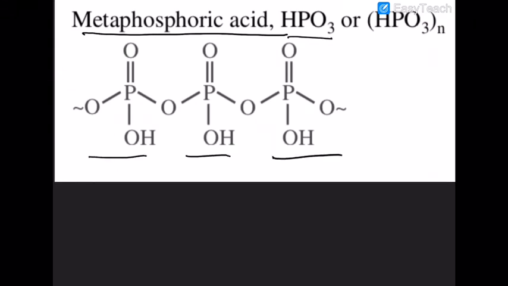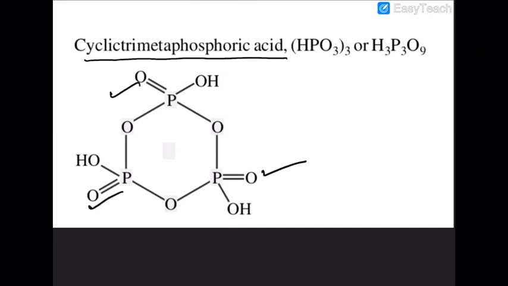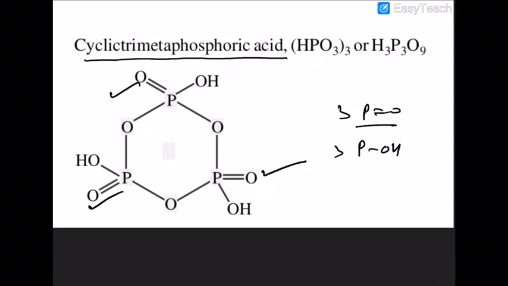Look at that polymeric structure. And in the last you have cyclic trimetaphosphoric acid. Remember the number of PO: 1, 2, 3. There are 3 PO bonds and 3 POH bonds. And how many bridge bonds? POP, 3 POP bonds also. So these minor things you must memorize in your mind in order to understand the structure.